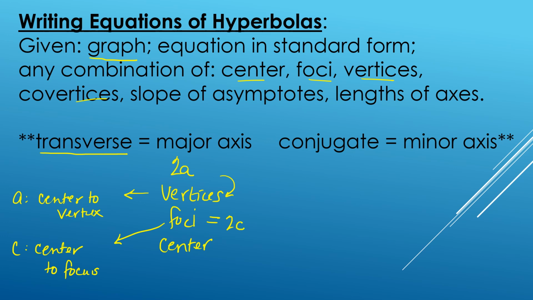Your conjugate axis is kind of like your minor axis. It has a length of 2 times b, which directly relates to your covertices. And the only other thing that will be on your minor axis will be your center as well. So remember, if 2b is the length of that entire conjugate axis, then just your b value goes from the center to one covertex.